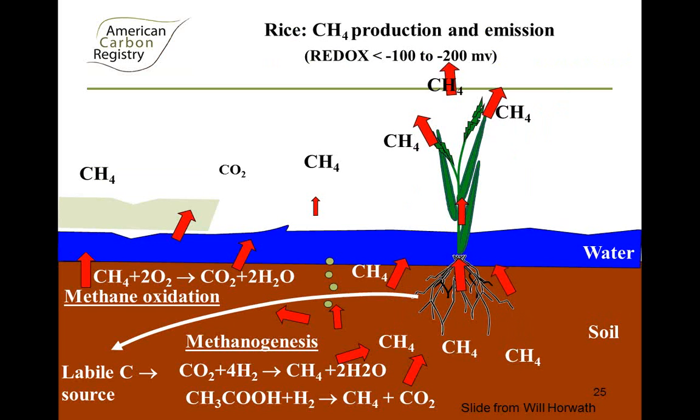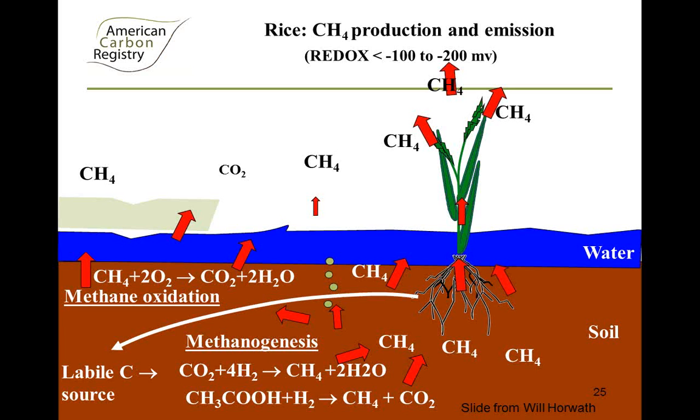Why do we need DNDC for this rice protocol, and why do we need a mechanistic model? Well, methane is a key greenhouse gas emission from the systems, and it's quite complicated. So when the soils are flooded for rice production, you simultaneously have the production and consumption of methane. You have methanogenesis, which produces methane, and you have methanotrophy, which is oxidation of methane. Now, there are multiple pathways for emissions of methane from the soil environment to the atmosphere, because that's really what we're trying to model, the net flux of methane from the rice paddies to the atmosphere.